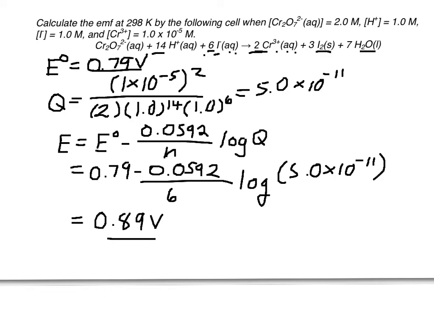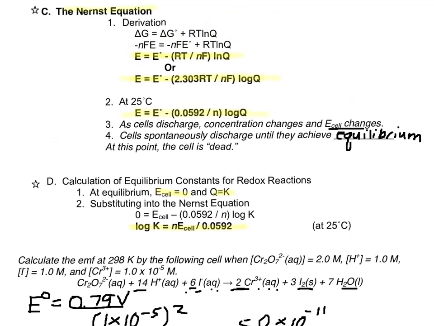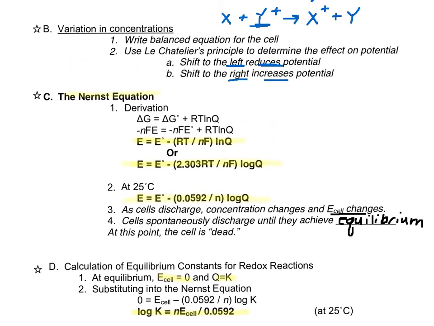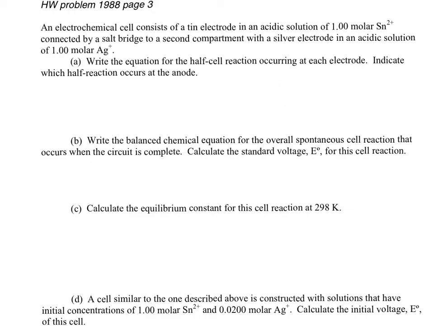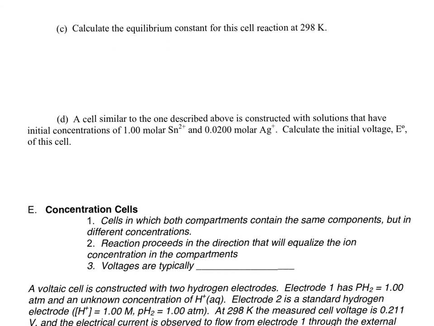This goes along with what we were saying up here. You can cause it to shift one way or the other by increasing or decreasing concentrations, and as a result, because of that Q, it'll reduce or increase the potential. I think we'll do this problem together in class, and we're going to skip ahead to concentration cells.